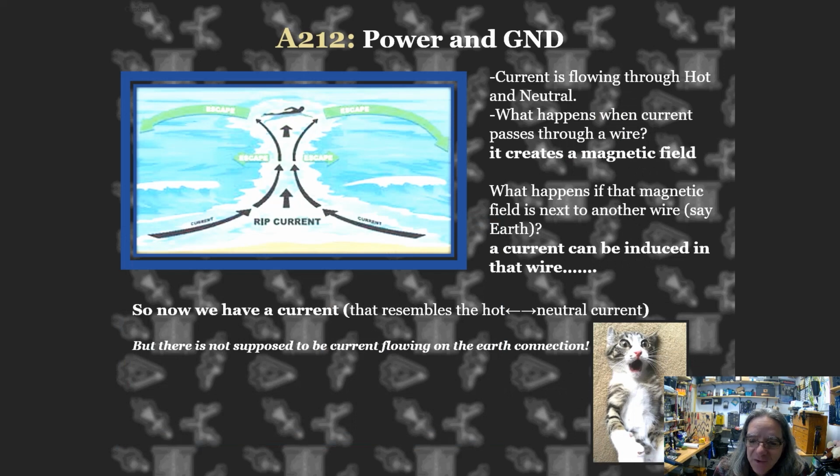So here I was a little bit early on my slide, but here's what's going on. We've got these two currents flowing. It's going to create a magnetic field. That's going to induce a current. So that means that we're going to have a current flow on earth that represents something like what's flowing through hot and neutral, in our case a 60 hertz sine wave. We're certainly not going to have the same amount of current that's flowing on hot and neutral, but some lesser amount is going to be induced on the earth wire.